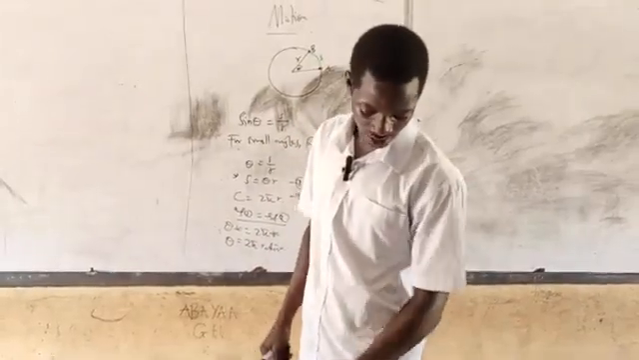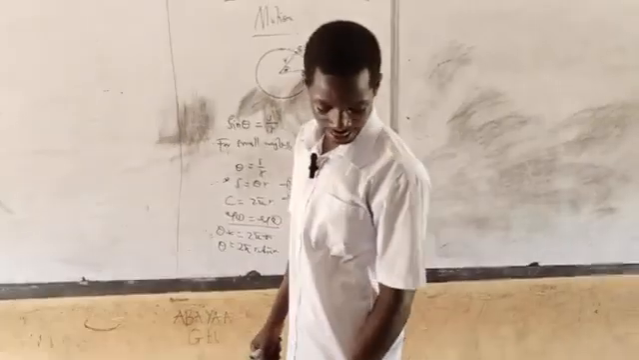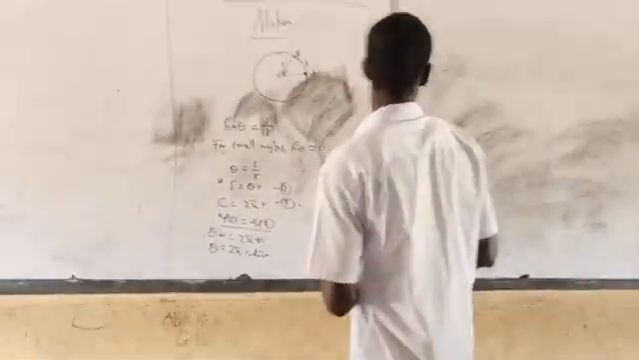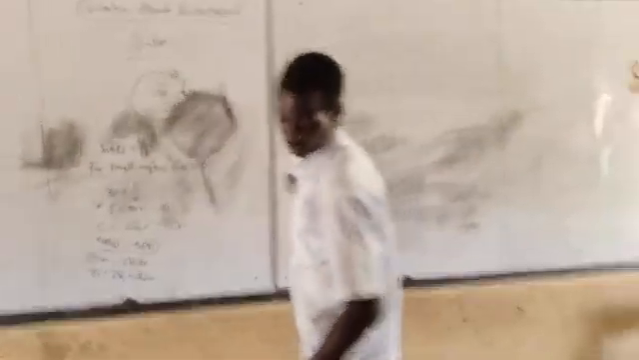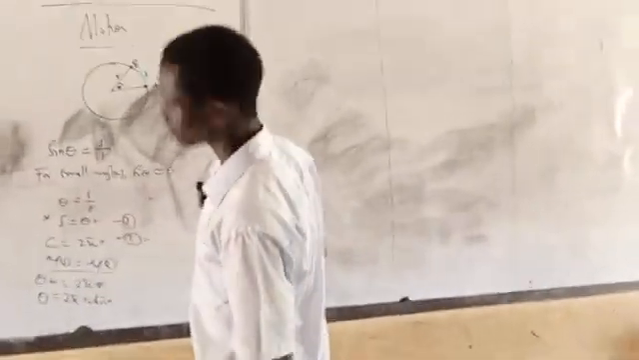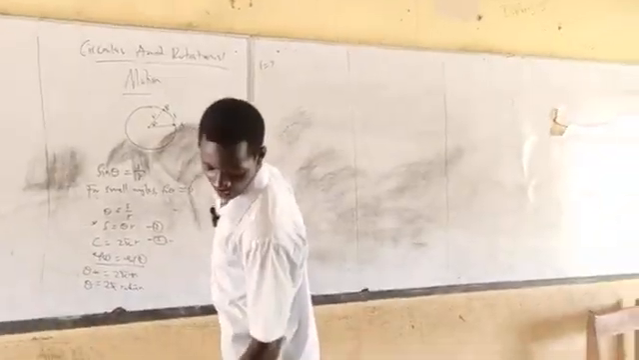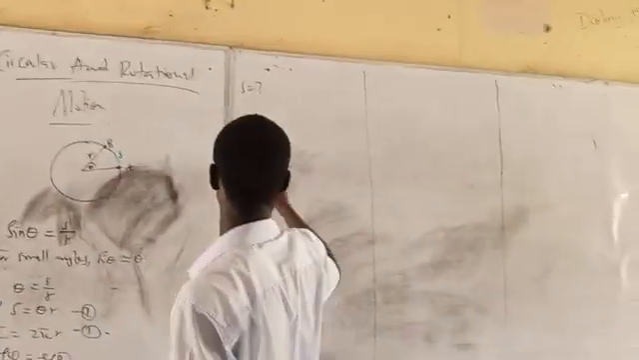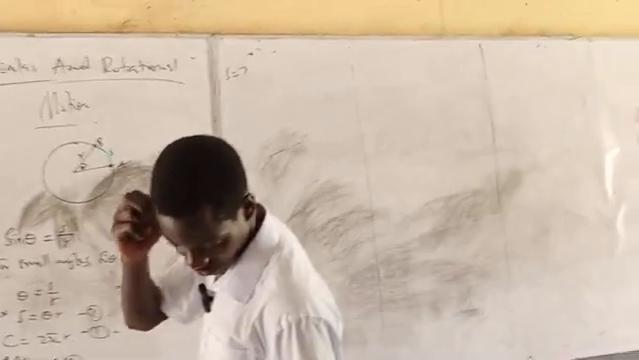What is the angular displacement in radians when an object moves through 5 meters in a circular path of radius 2.5 meters? From this question, we can simply deduce the parameters. They are saying, what is the angular displacement? So we are looking at S; we don't know S. In radian, when an object moves through 5 meters, what's the angular displacement in radians?